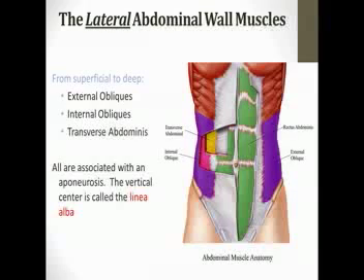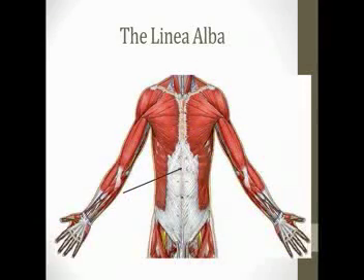So you can see the muscle fibers of the external oblique run superior to inferior, lateral to medial, as well as the internal obliques run superior to inferior, medial to lateral. So they run in oblique fashion to the side wall. All of these muscles are associated with a broad aponeurosis, and the vertical line is called the linea alba, which is present here.